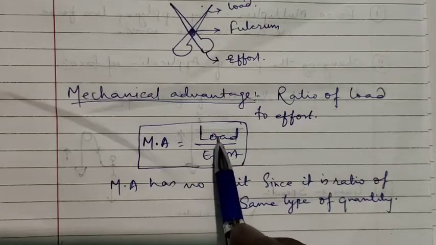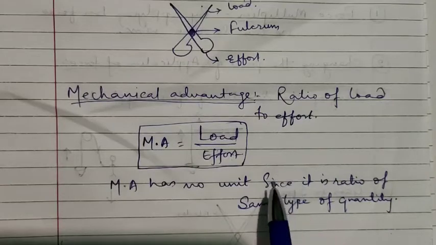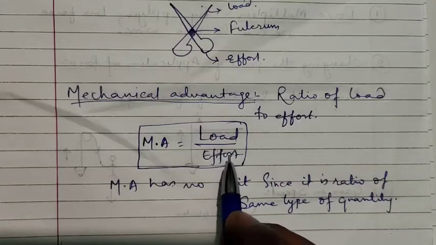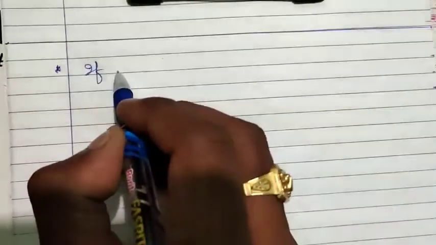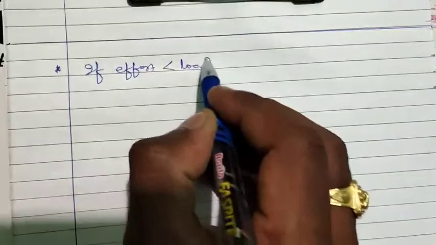Now this is a fraction. Here we can calculate the value of mechanical advantage. Now there are three things which are related to mechanical advantage. Let us see those three things. There are three cases, which are also given in your book. First case, if effort is less than load.